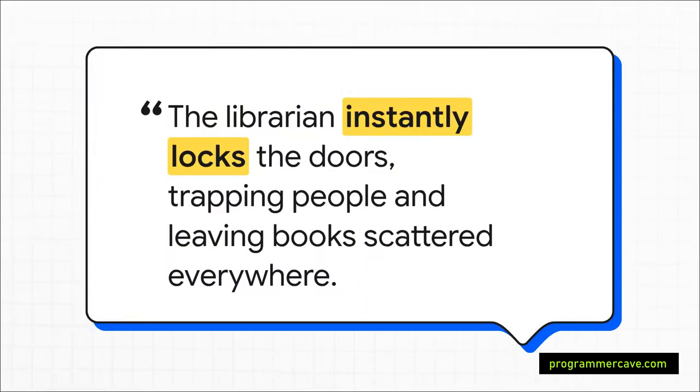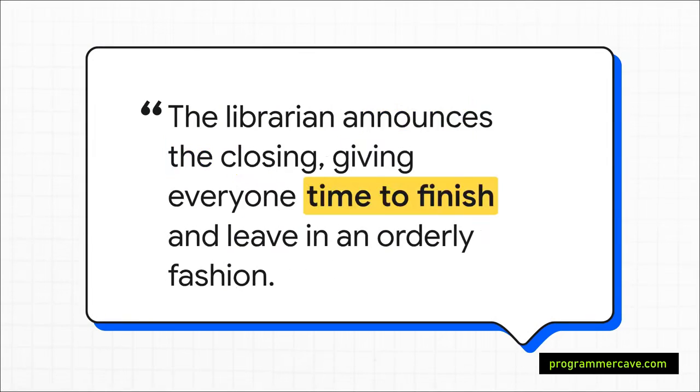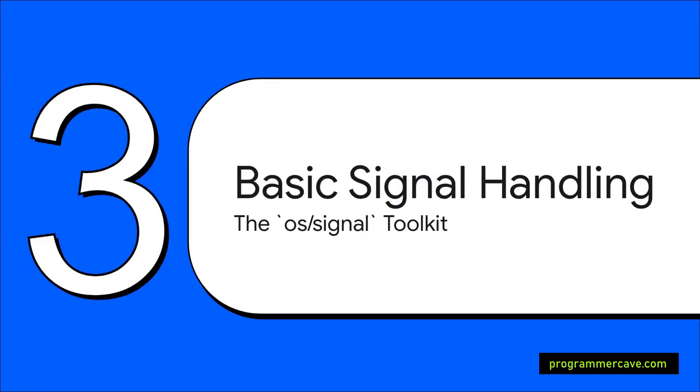Yep, this is the digital equivalent of that chaos we talked about earlier. A total mess of trapped requests, half-finished work, and scattered data. But this is what we're aiming for. It's the professional approach. We give our application a heads up so it has time to finish what it's doing, clean up after itself, and shut down properly. So much better, right? So how do we actually become that good librarian in Go?